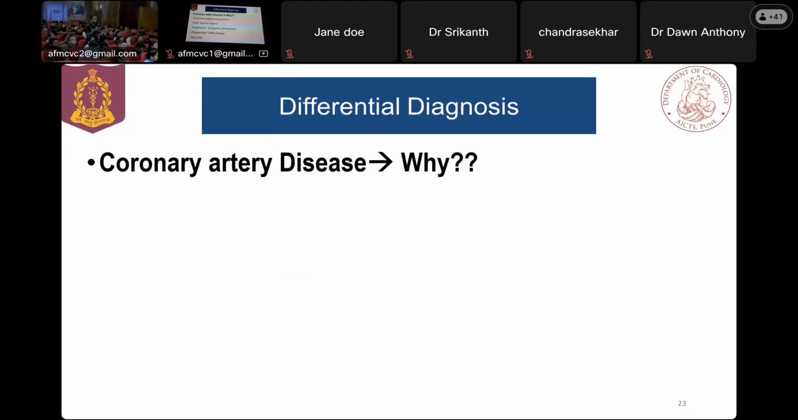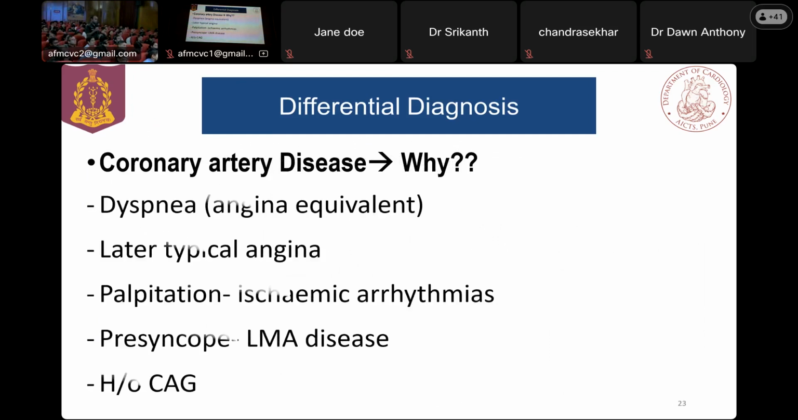Okay. So mainly he had dyspnea initially to begin with, which can be an angina equivalent symptom because it was NYHA class 2 only. Then later on he developed typical angina. He also had palpitation, which can be because of ischemia leading to arrhythmias. And he also had syncope, which is basically in ostial LAD, left main disease, or even RCA involvement.